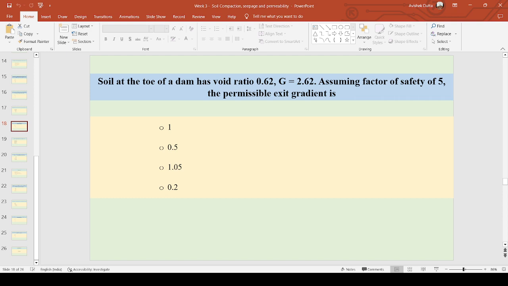Soil at the toe of a dam has void ratio of 0.62 and G equal to 2.62. Assuming factor of safety of 5, the permissible exit gradient is 1, 0.5, 1.05 or 0.2. Next question.